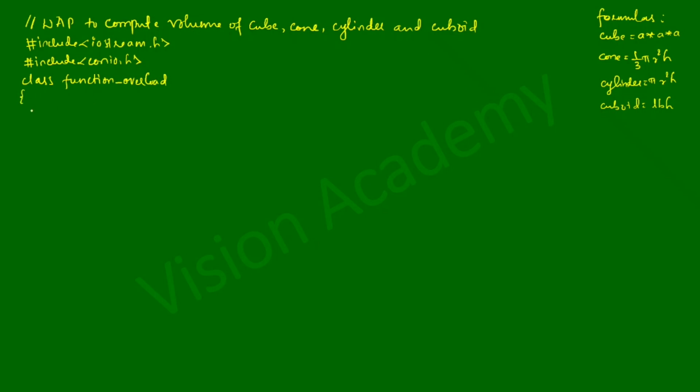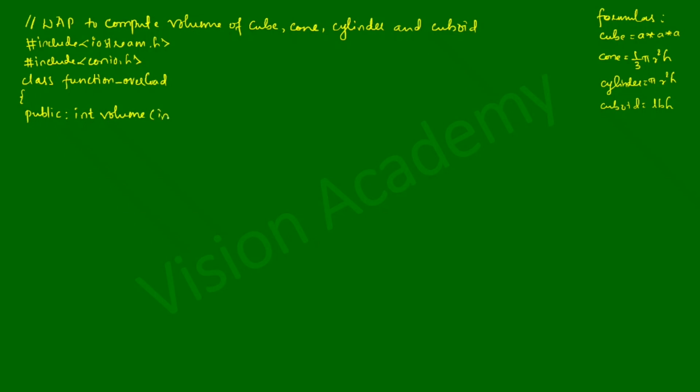Next, I'm going to use curly open brace. Here in a public section, I'm going to define all the functions. Public, then colon we have to write. Now I'm going to write a return type of the function as integer and name of the function as volume.